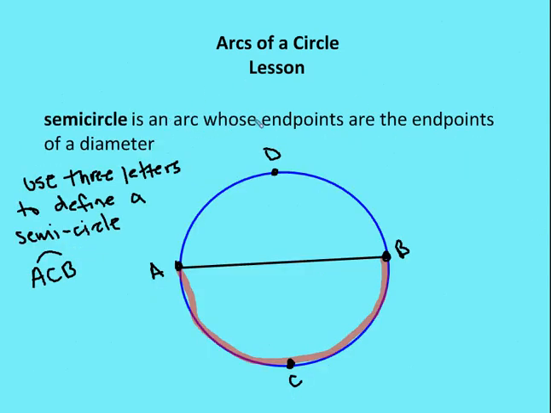Okay, so a semicircle is an arc whose endpoints are the endpoints of a diameter. In this case, you're going to want to use 3 letters to define a semicircle, again, because AB could mean this semicircle, ADB, or it could mean ACB. So with a semicircle, you want to treat it like a major arc. You're going to use the 3 letters with a hat, the first and the last being the endpoints, and the second being one of the points on the arc itself. So a semicircle is an arc whose endpoints are the endpoints of a diameter. We're going to use 3 letters to define the semicircle.